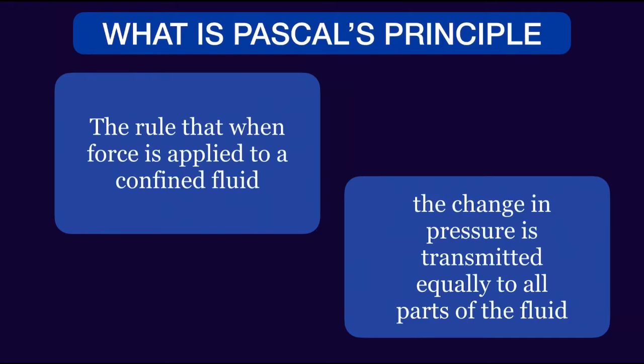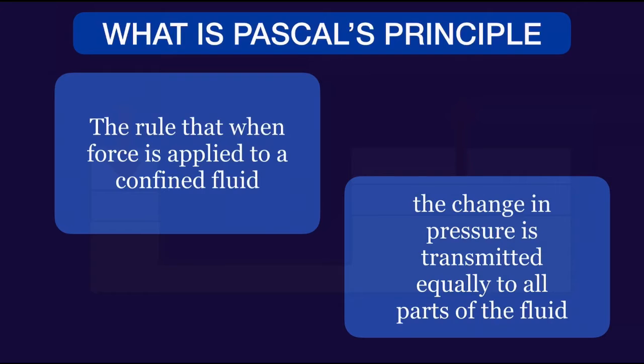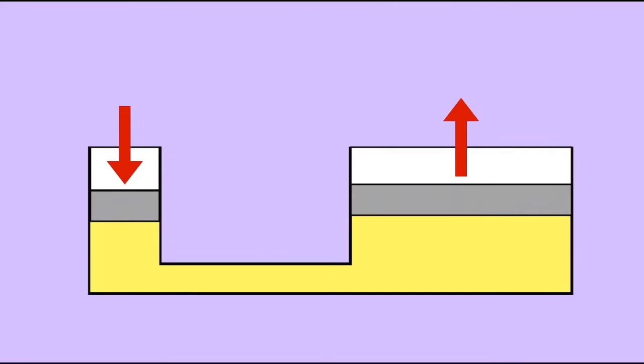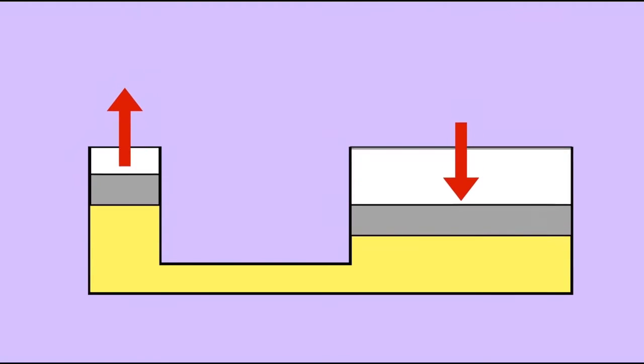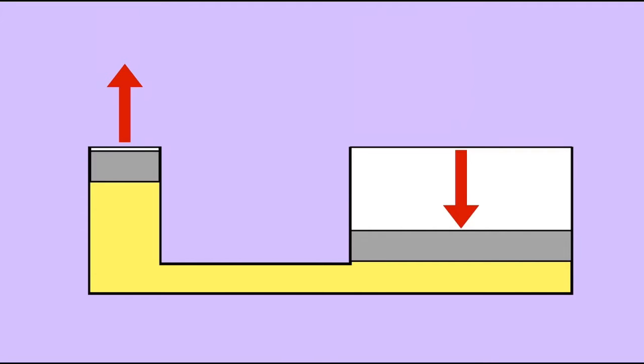Let's look at the diagram so you can understand better. This is the basic hydraulic system. It has two parts, one input and one output. So when we push in the input, the output will rise up, and vice versa. So that is the simple explanation of how a hydraulic system works. Let's move on to the detailed part.